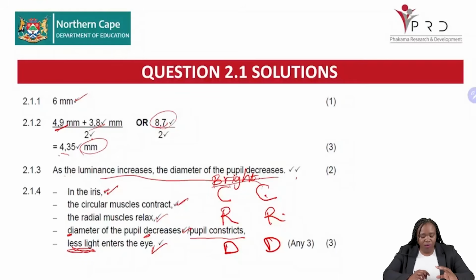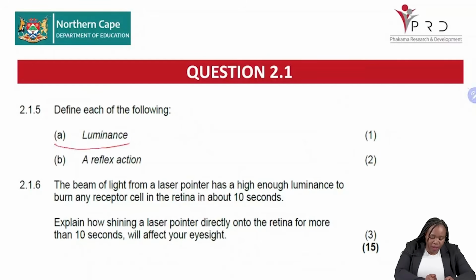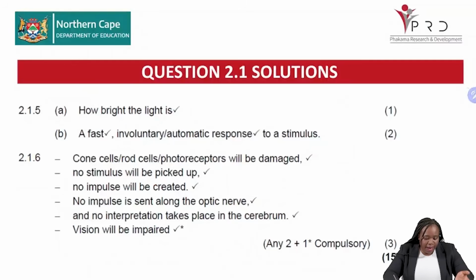So if you understand the pupillary mechanism in bright light, you don't even have to spend a lot of time trying to understand dim light, because it is just the direct opposite. Right, 2.1.5, it says define each of the following: luminescence and reflex action. I think for part A, that is just a free mark, because we've already been given the description of luminescence. We know that this is how bright light is. Simple as that. And then you get your mark, right?